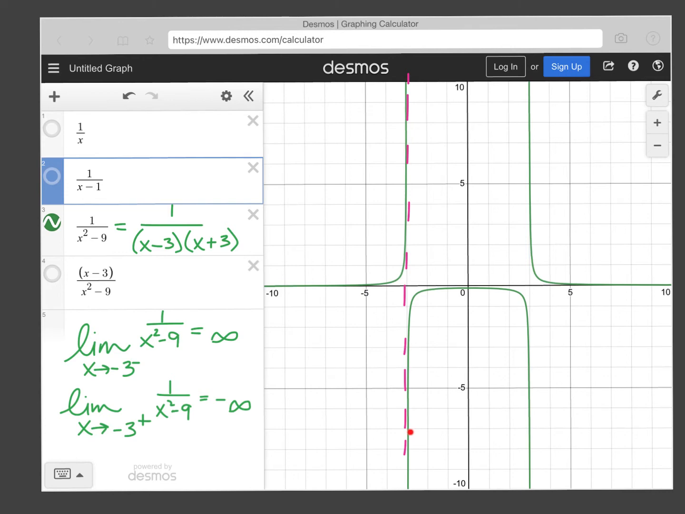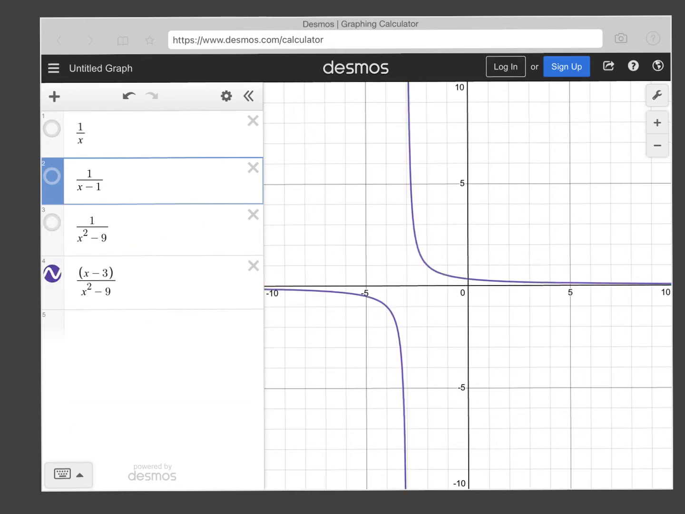This x equals negative 3 is an infinite discontinuity. I've also written out this function in factored form, so we could clearly see that 3 and negative 3 are the two vertical asymptotes. We could also analyze the other vertical asymptote, x equals 3, in the same manner. It would actually just be swapped from the left and the right side.